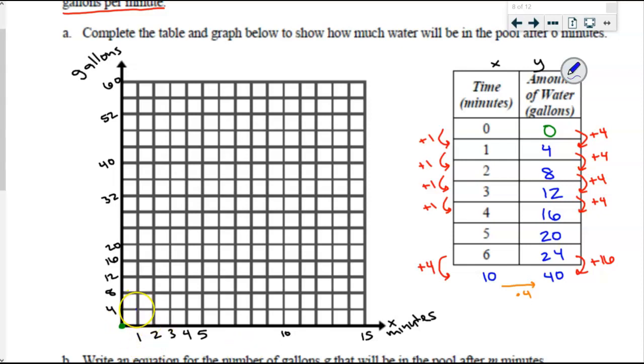Over 1 minute and up 4. Over 2 minutes and up 8. Over 3 minutes and up. Hey, wait a second. Do you notice something here? Could I just maybe be lazy and make this a nice straight line? Yeah, we're seeing this constant pattern. Let's take advantage of that.